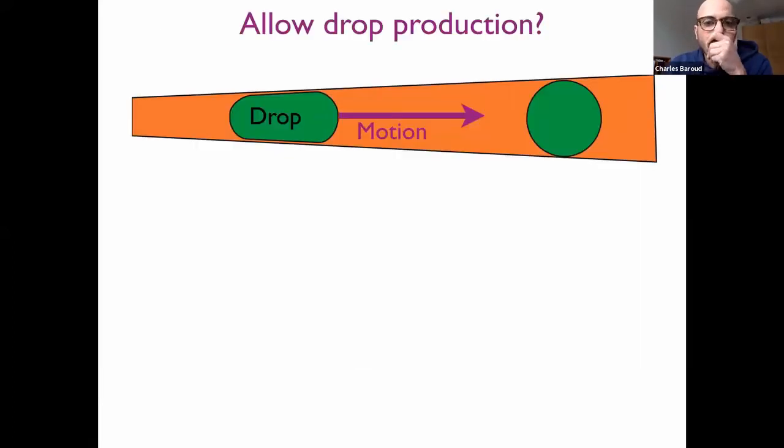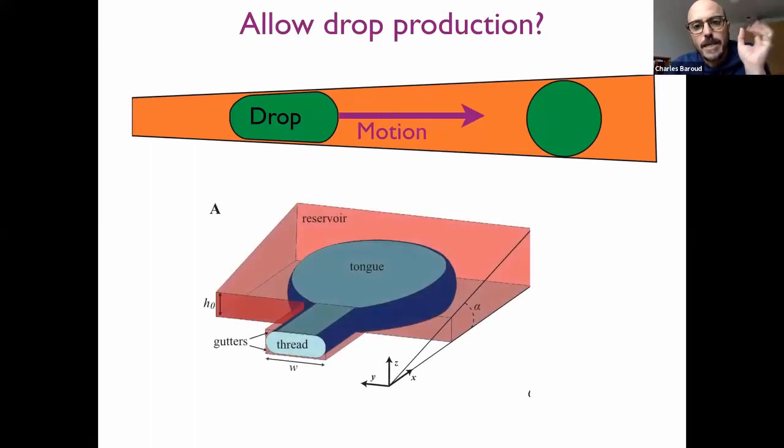Okay, so this was motion. Can we actually make droplets in this way? Well, the short answer is yes, we can make droplets in this way by connecting a microchannel to a region where there's a confinement gradient. And the physics is a little bit subtle, so I won't go into it.